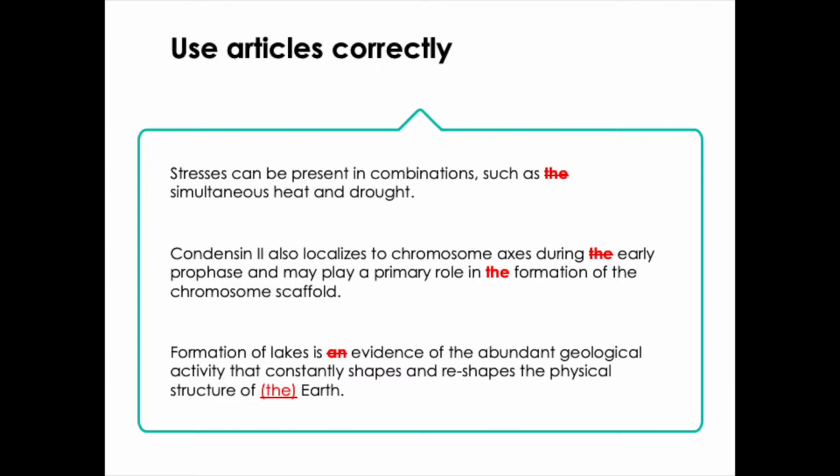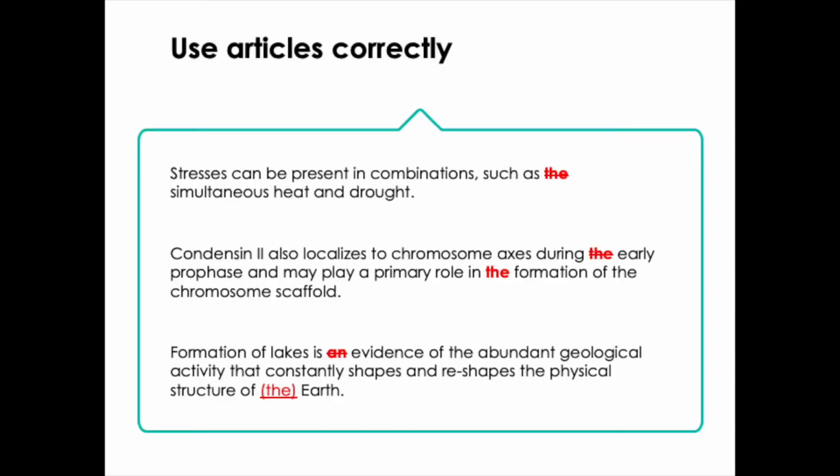In the second example, condensin 2 also localizes to chromosome axes during the early prophase and may play a primary role in the formation of the chromosome scaffold. So the authors had an extra the in the first line there, during the early prophase. So you don't need the article for early prophase. But they were missing the second article, the formation of the chromosome scaffold. So we do need an article in front of formation.